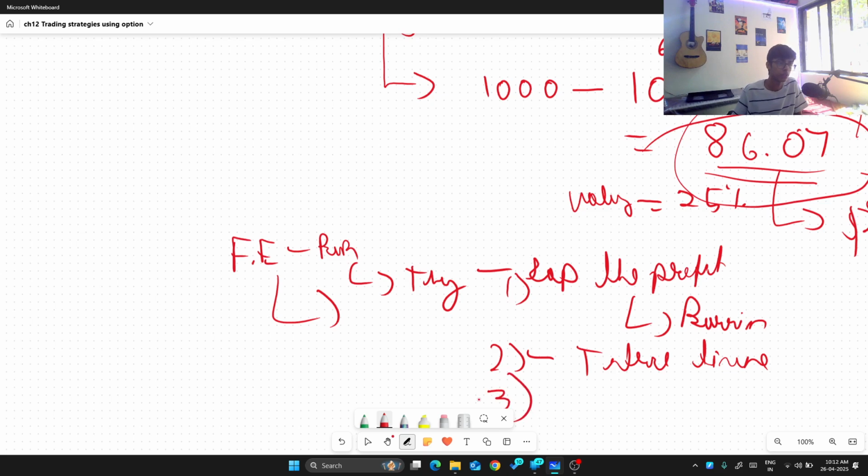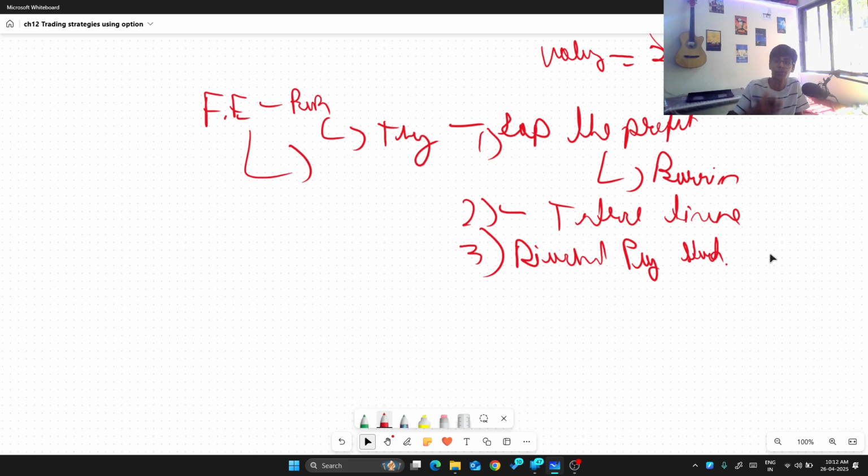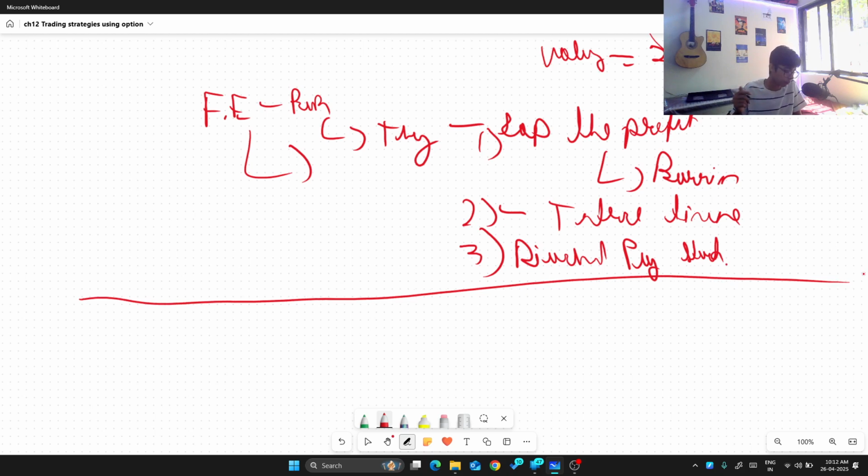Or they will choose dividend-paying stock. So the stock in the PPN would pay dividend, but the dividend would go to the bank, not to the return on the investment. So that's the general idea for PPN.